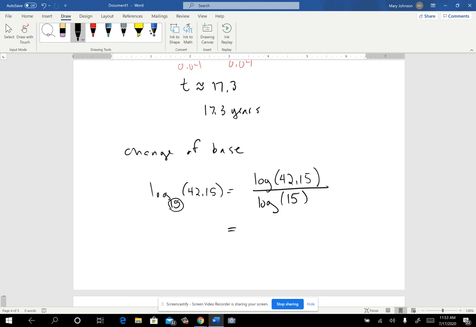Now the logs don't cancel out. This is log of a number, log of a number. These are outputs. These are numbers. So don't think you can just cross out the log. You can't. So you do log of 42.5 divided by the log of 15, and you wind up with that turning out to be about 1.382 if I round to the thousandths place. So you might see a problem like that. I think there was one on the test.